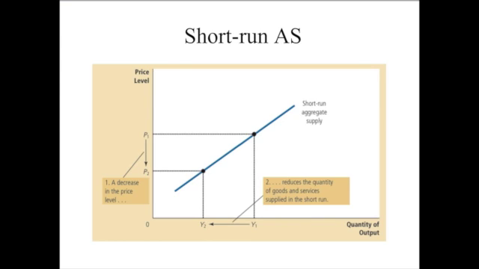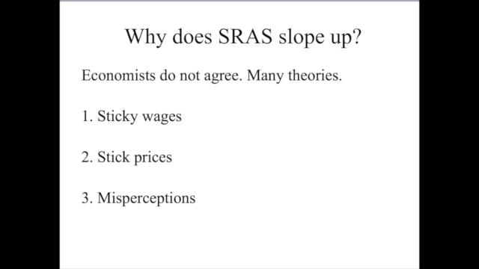The reasons why the short-run aggregate supply slopes upward are debatable, but you should at least be familiar with several theories. So we're going to spend the rest of the video going over a number of theories. The book lists 3 reasons why short-run aggregate supply might slope upward.